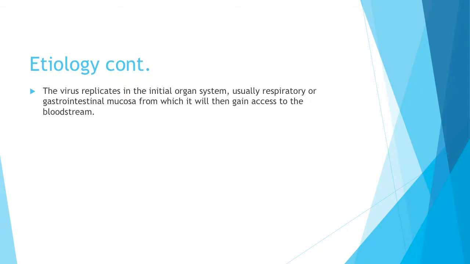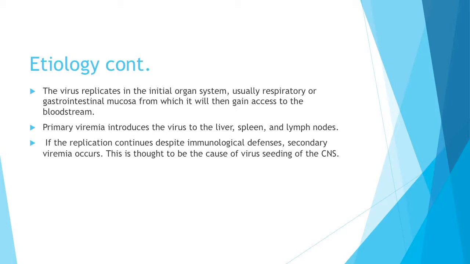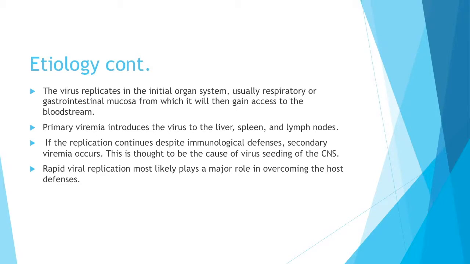The virus replicates in the initial organ system, usually respiratory or gastrointestinal mucosa, from which it will then gain access to the bloodstream. Primary viremia introduces the virus to the liver, spleen, and lymph nodes. If the replication continues despite immunological defenses, secondary viremia occurs. This is thought to be the cause of virus seeding of the CNS. Rapid viral replication most likely plays a role in overcoming the host defenses.